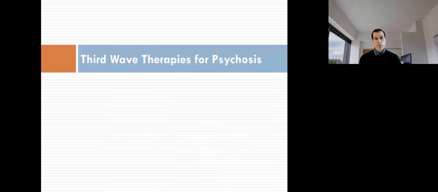So when we think of third wave therapies for psychosis, they're taking those principles that I just outlined and thinking about how they would apply for people who have various experiences of what we would call psychosis. That would mean people who have hallucinations or delusions, negative symptoms of psychosis, whether episodic or chronic.